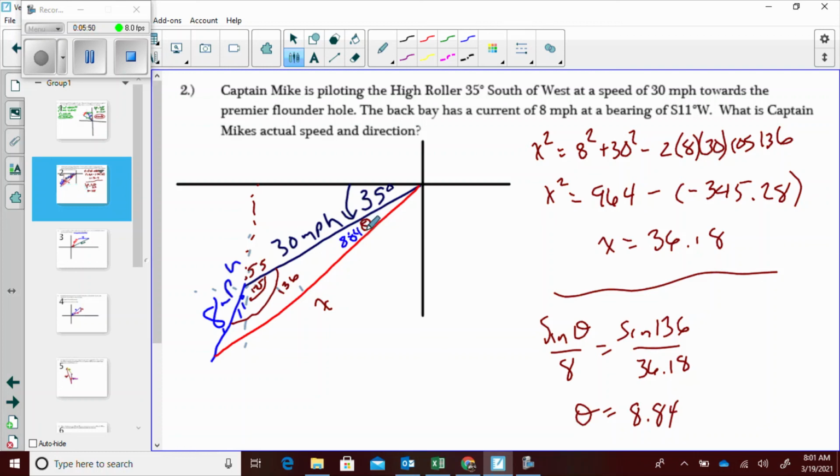So 35 plus 8.84. We got, so from here to here is 43.84. I got to subtract that from 90. I'm going to get 46.16. So I'm going to be south 46.16 degrees west.